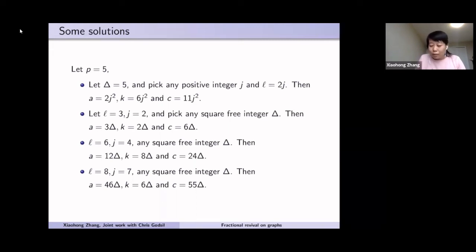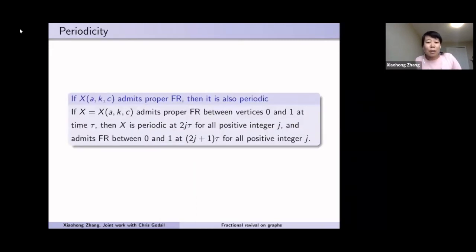For our graph, when proper FR occurs, for the powers, it will alternate between having FR and being periodic. Say there's a proper FR at the time tau, then for all the integer multiples of tau, there is still FR between the two vertices. For even integer multiples of tau, the graph will be periodic at the two centers or the two stars we start with.